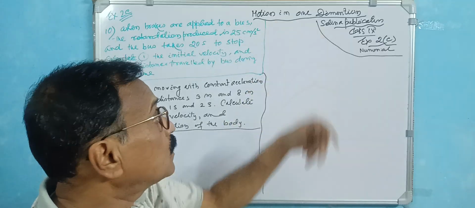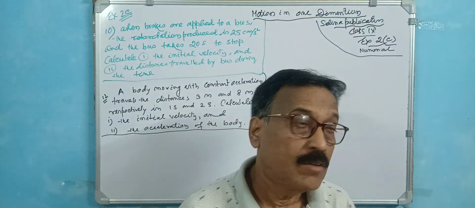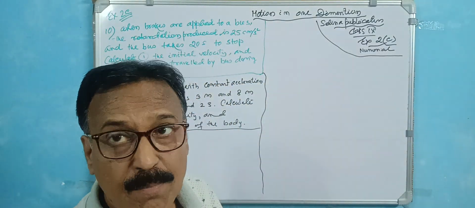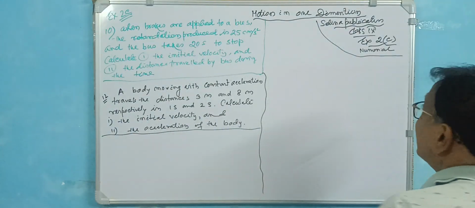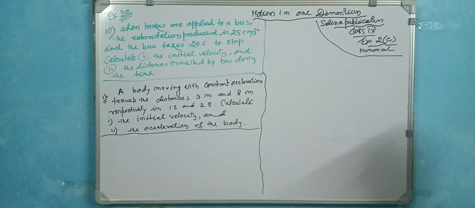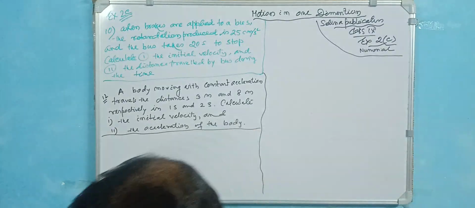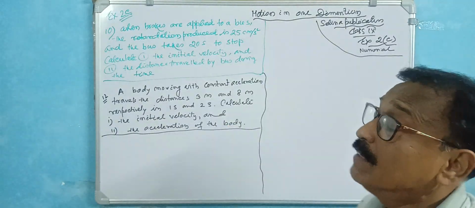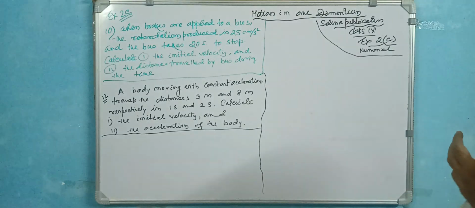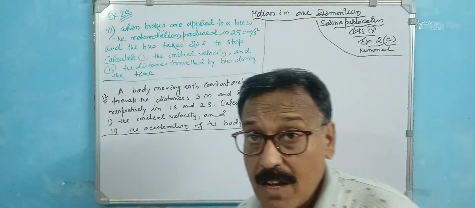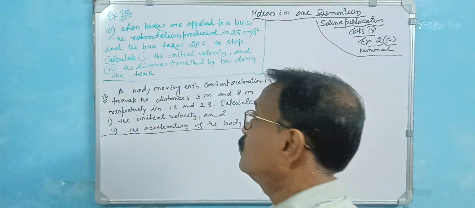Today I discuss motion in one dimension, physics from the Selina Publication book, Class 9, Exercise 2C. The two numericals I write down here. You know already the initial velocity, the final velocity, the distance, the acceleration. You know all these discussions. Just apply the formula here.